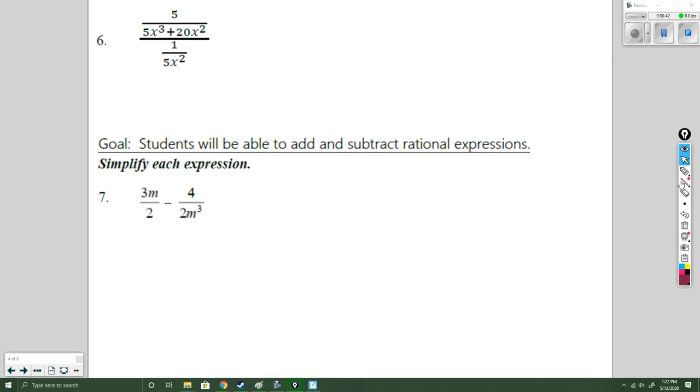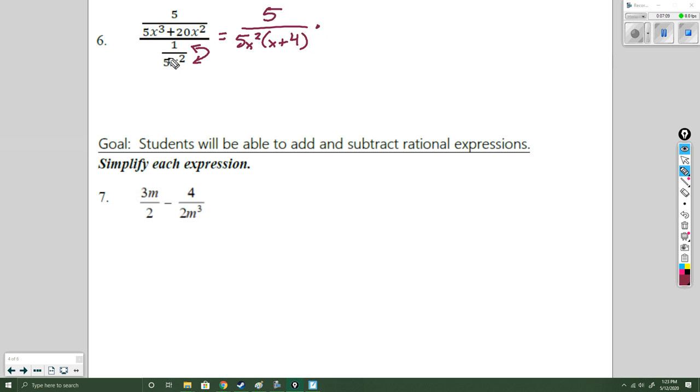If we see the division like in 6, don't let that confuse us. Once again, we just want to rewrite. I'm going to rewrite the first fraction, which is the fraction on top first. That's not the one we flip. And at the same time, I'm going to factor this. So if we factor the 5x squared out, we'd have 5x squared times x plus 4.